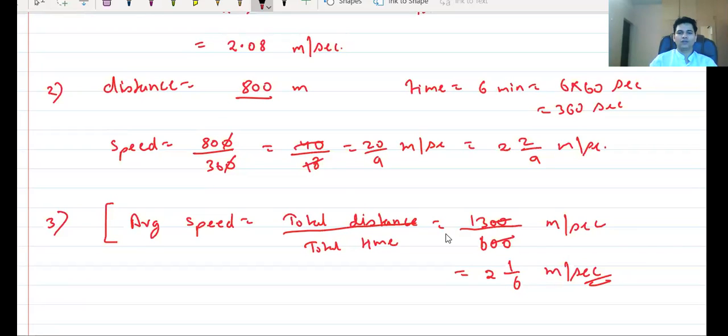So total distance is 1300 meter. Yes or no? Total distance is 1300 meter and total time is 360 seconds plus 240 seconds, 600 seconds. So average speed is always total distance by total time. Got it? So that is 1300 by 600, which is 13 by 6. Okay, I hope all of you got this.